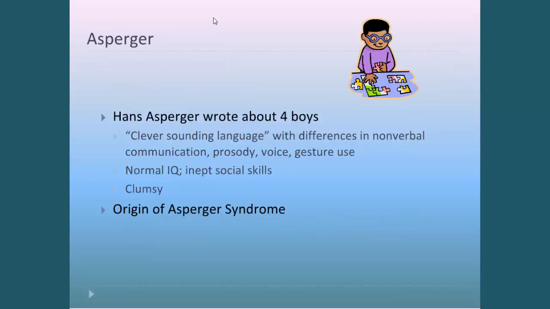Hans Asperger also wrote about 4 boys who had clever-sounding language, which is similar to the pedantic language that we now describe in children with Asperger's, and children who had difference in nonverbal communication. In other words, they didn't use gesture and prosody and facial affect when they were communicating. They described them as having normal IQ, but very poor social skills and quite clumsy. And this was the kernel of what we now see as children with Asperger's, or the origin of Asperger's syndrome.